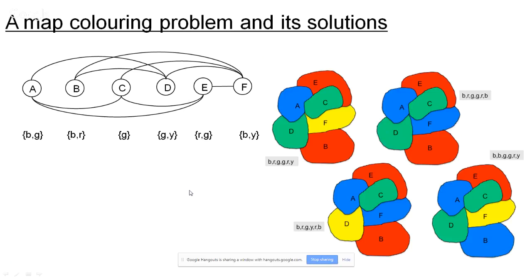So the constraint graph tells you which nodes are adjacent to other nodes, and the constraint is that the color or the value that they get must be not equal. The domains for each of the variables are given below. So A has domain B and G. B is blue and G is green. B has domain blue and red, and so on and so forth. So we will look at how such problems are solved.